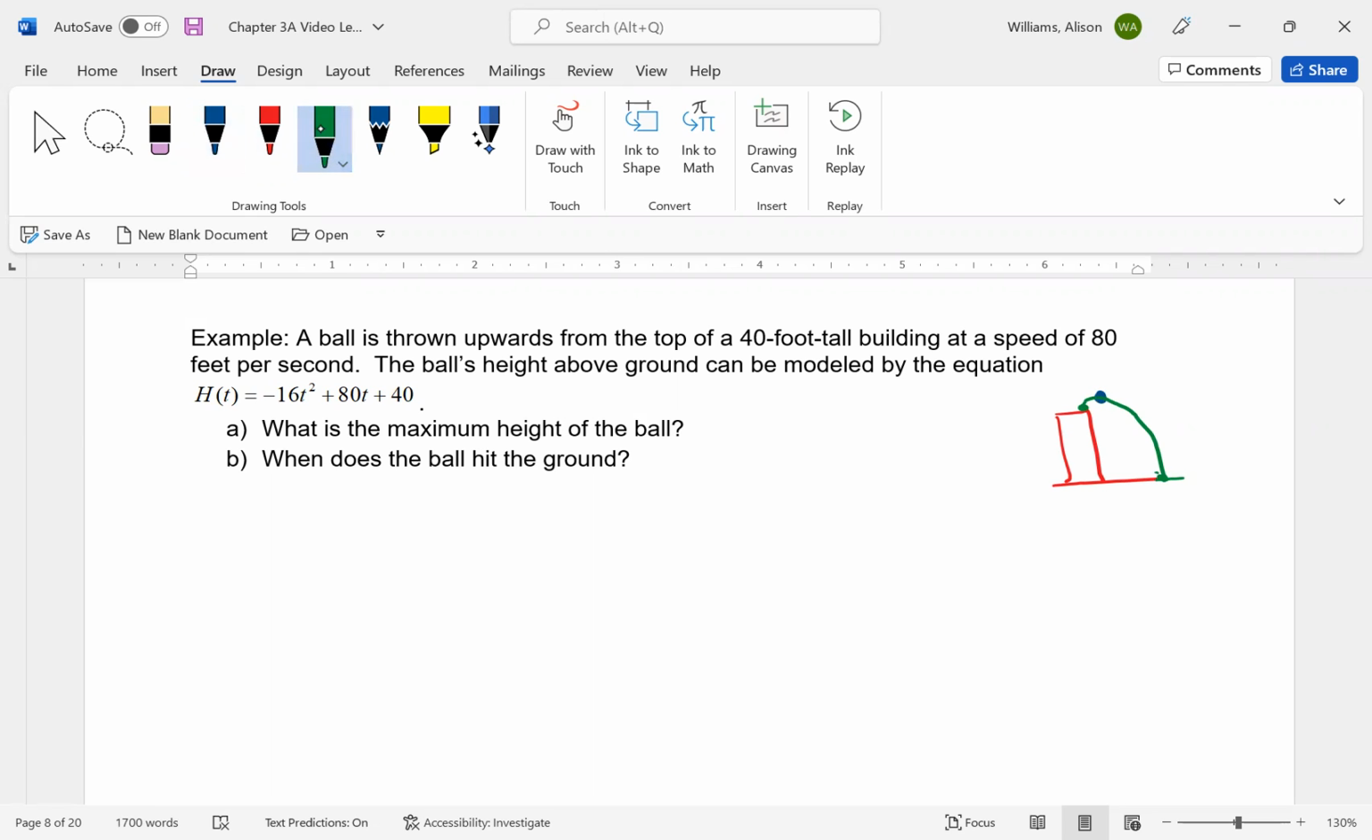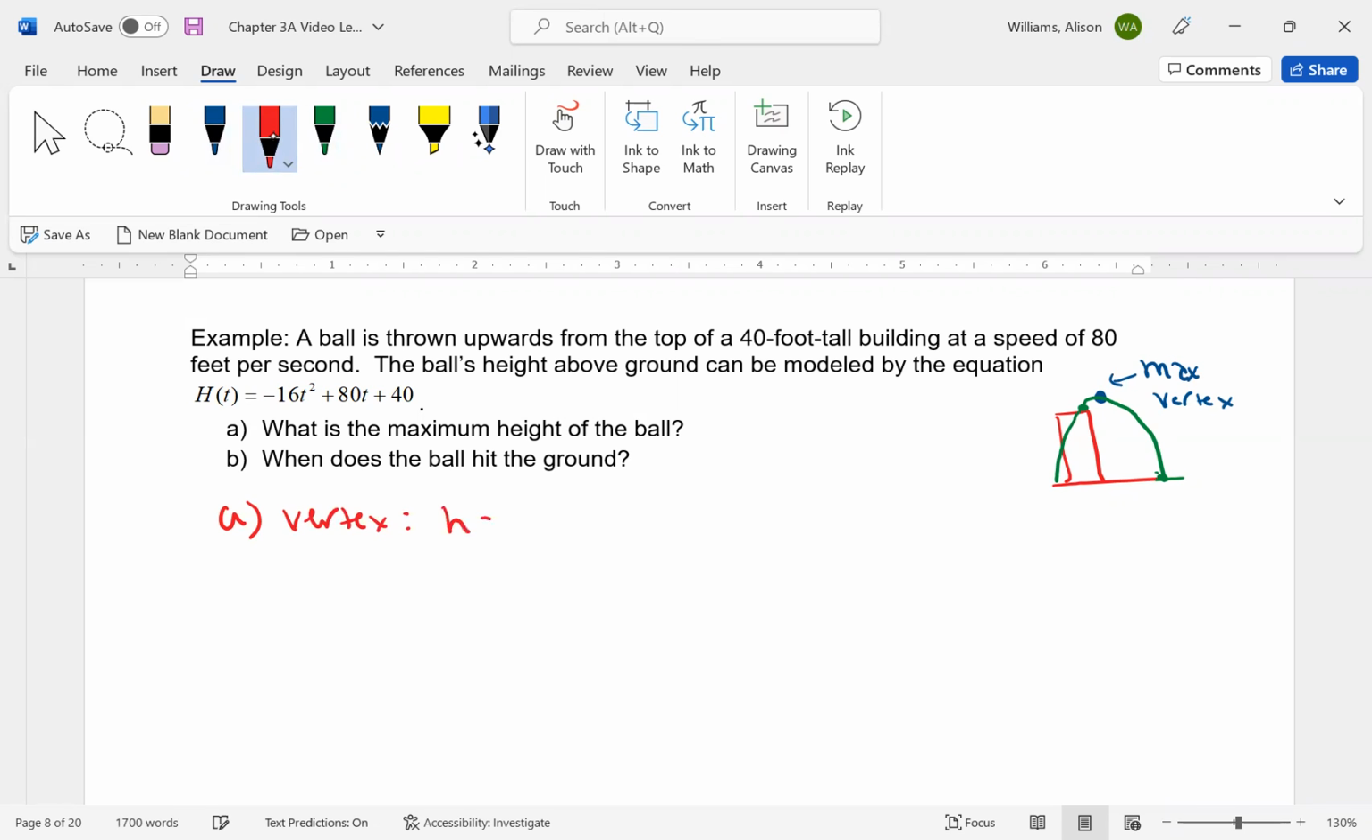Now, this equation that gave us h of t, that's a quadratic, it's a parabola, and it's upside down, which means it has a maximum point. So I can visualize this as a parabola. And this maximum point is going to occur at the vertex. So part A, I need to find the vertex.